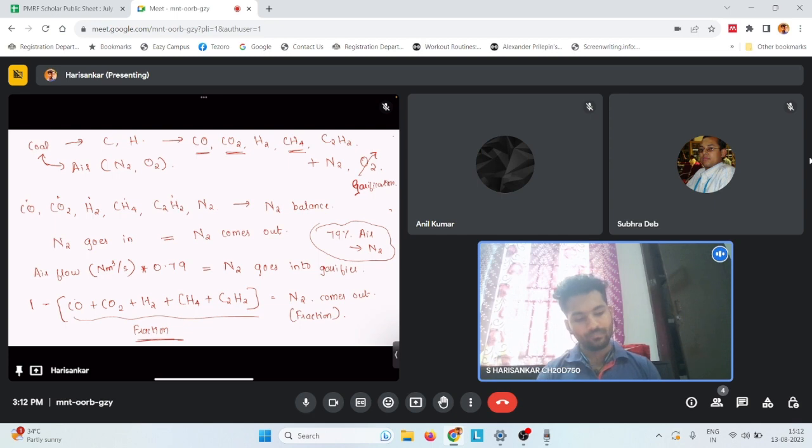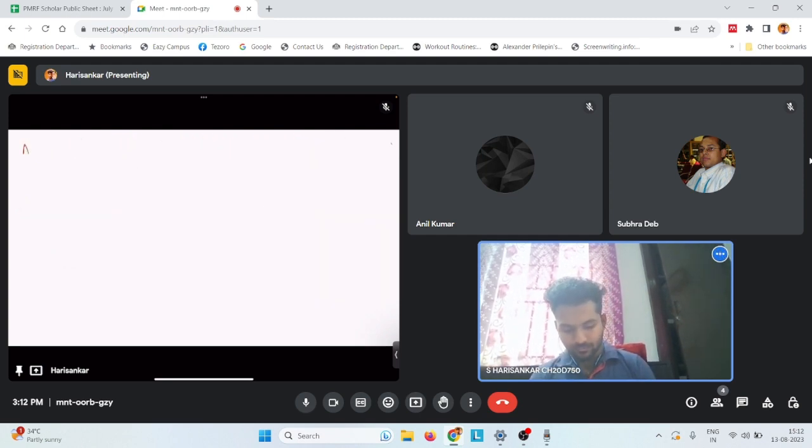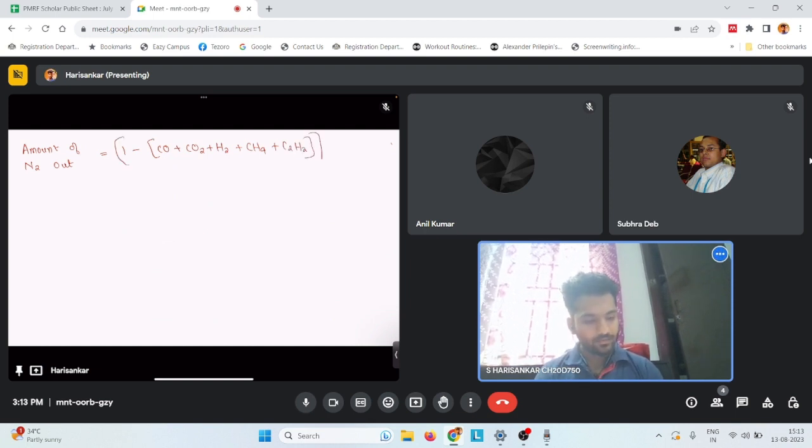So now we have the fraction of the gas. Now what we have to do is find out how much gas is coming out of the gasifier. The amount of nitrogen that is coming out will be this fraction, which is 1 minus CO plus CO2 plus H2 plus methane plus ethane, the whole into the gas flow rate at the exit. And this unit can also be represented as nm cube per second.